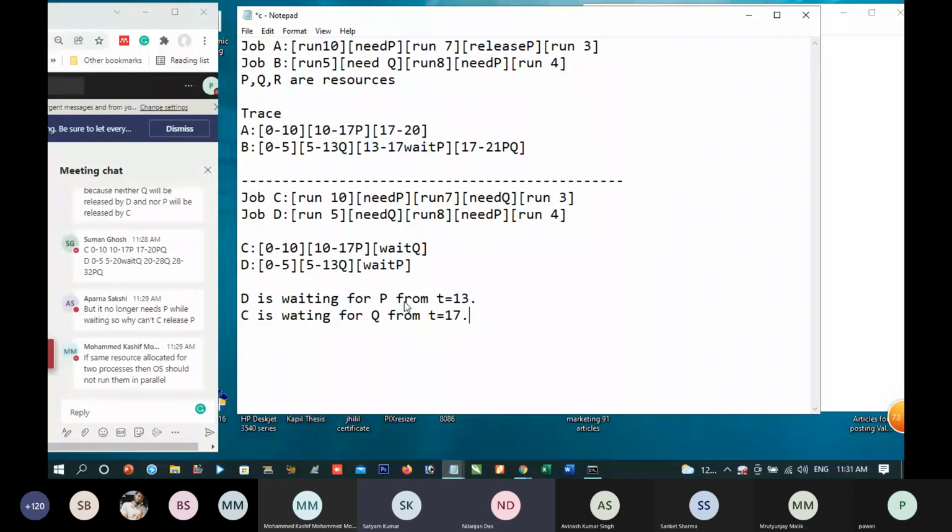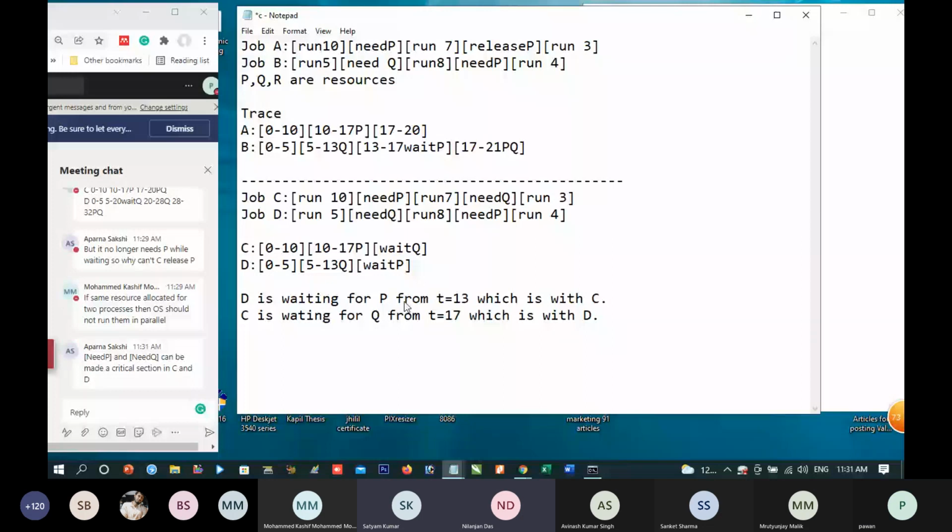Deadlock is: D is waiting for P, which is with C. And C is waiting for Q, which is with D. It is called a cyclic wait.